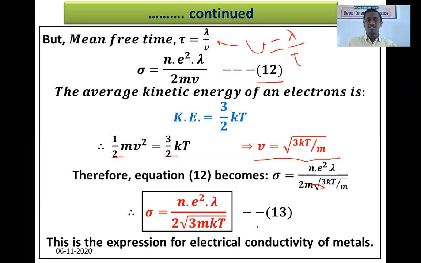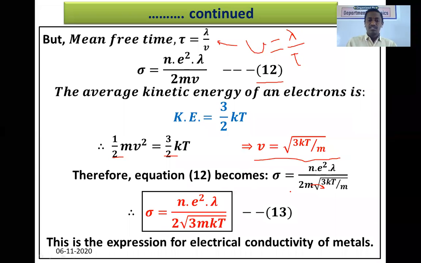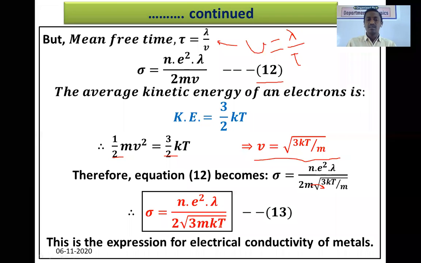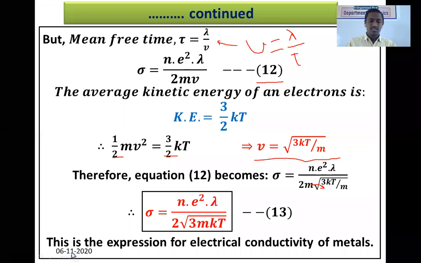We can see that sigma depends upon the number of charged particles per unit volume, which is constant. Again, e square, the charge of the charged particle, is constant. Lambda is the mean free path length, that is, the distance between two consecutive collisions. And sigma is inversely proportional to the mass of the electron, the Boltzmann constant and the temperature. So one can write sigma inversely proportional to 1 by under root of T. So that is our today's expression.